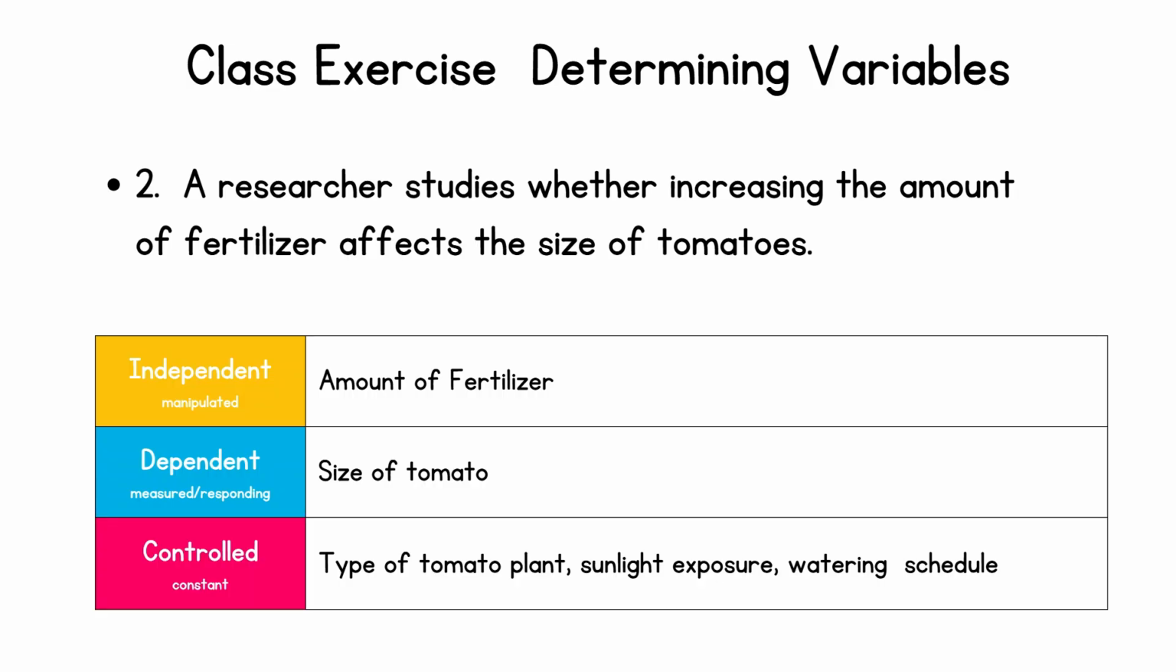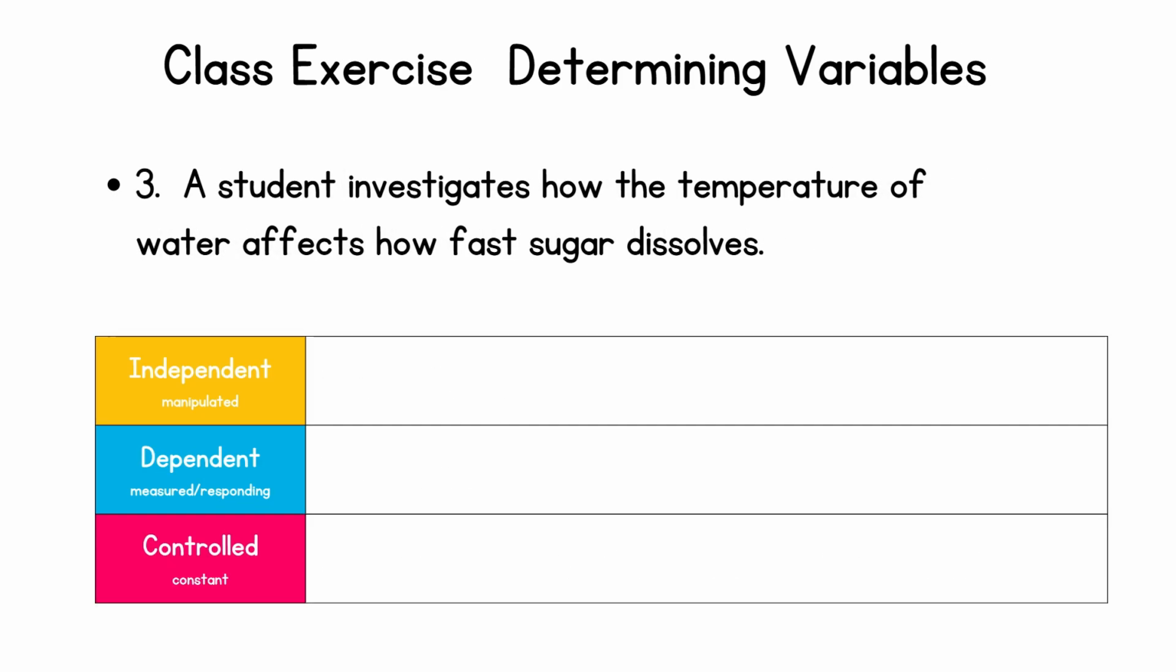Did you get it? Was it close? Was it different but correct? Very good. So the independent variable here will be the amount of fertilizer. Dependent will be the size of the tomato. And then we have the control, so the type of tomato plant, the amount of sunlight exposure, and then the watering schedule. Here's number 3.